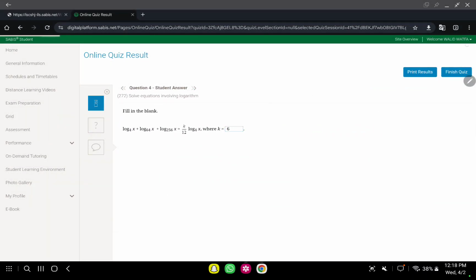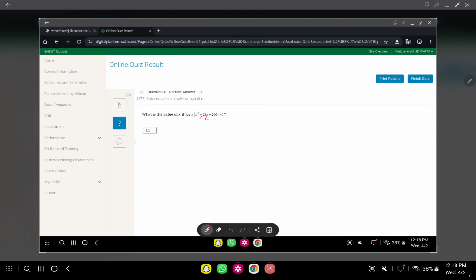Question 4. What is the value of x if log base 10 of x squared plus 28x plus 206 equals 1? How do we solve? Remember, base, answer, power. So 10 to the power of 1 is equal to x squared plus 28x plus 206, and 10 to the 1 is just 10. So 10 is equal to x squared plus 28x plus 206. And this is obviously a quadratic, so let's move everything to one side. You're going to get x squared plus 28x plus 196 is equal to 0.